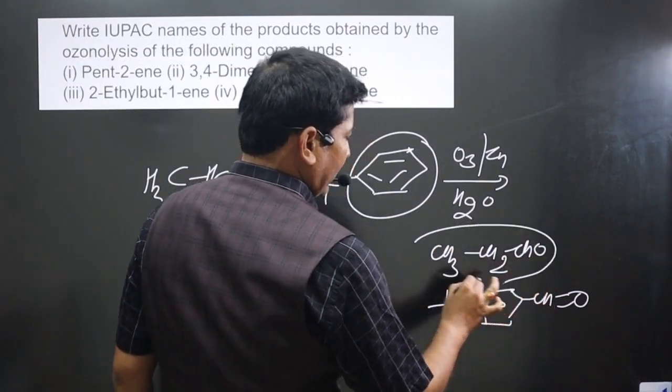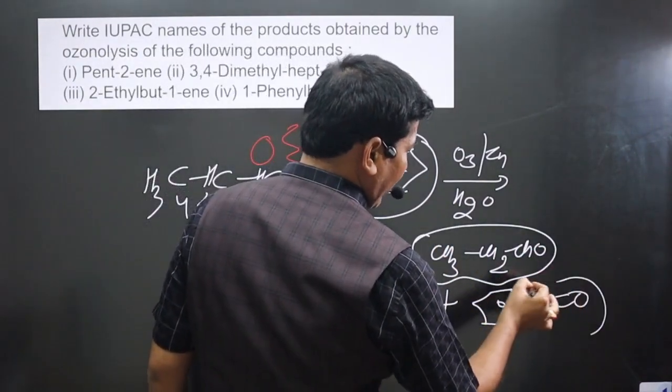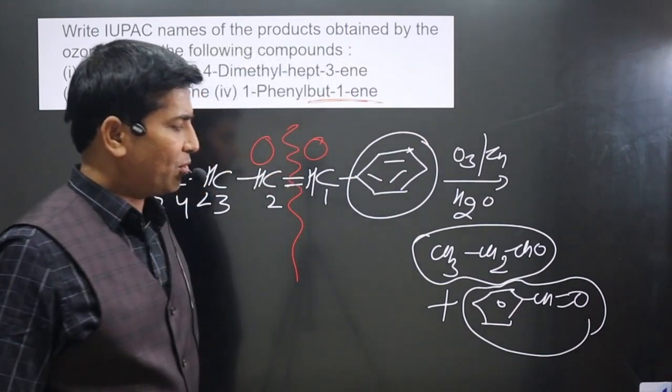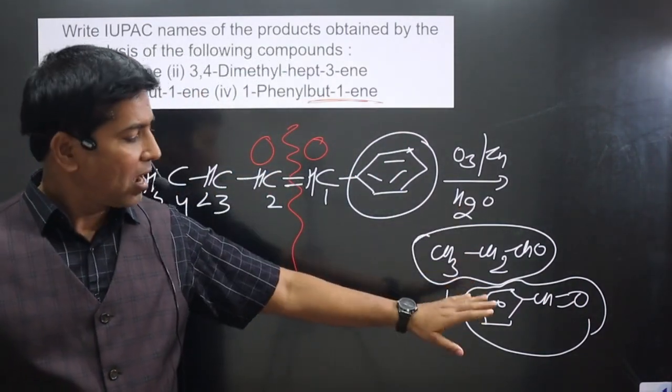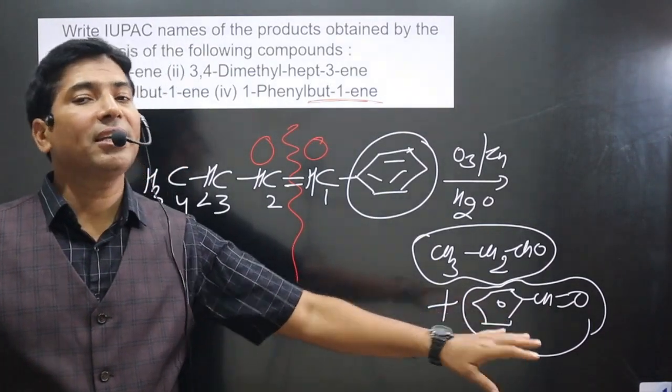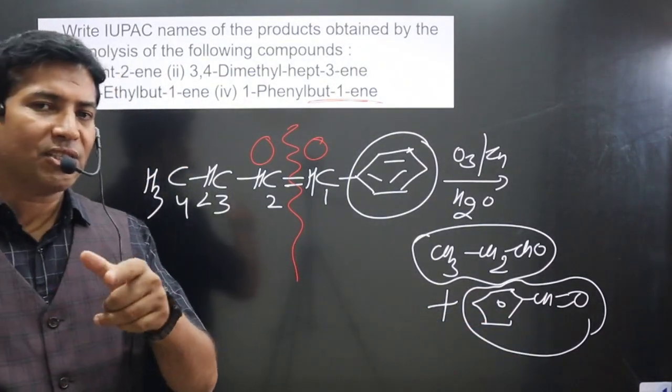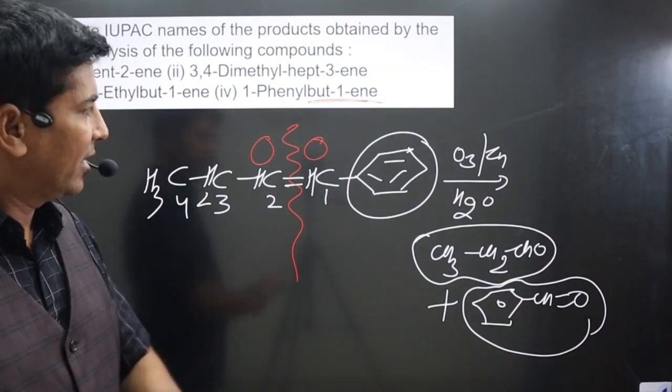This is an aliphatic aldehyde, and this is an aromatic aldehyde. If you name it, there are 3 carbons, so we can mention propanal, and in this case we can name it benzaldehyde. Common name: when CHO is attached to the benzene ring, we say benzaldehyde.